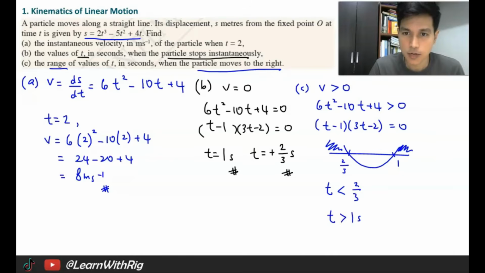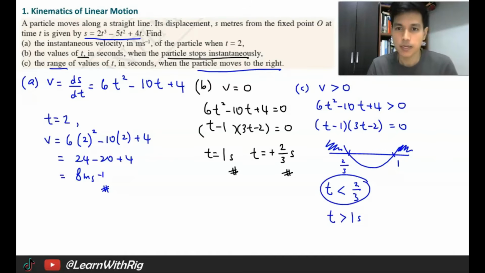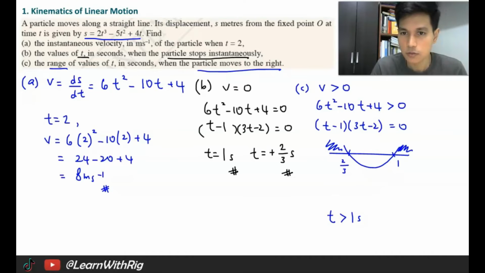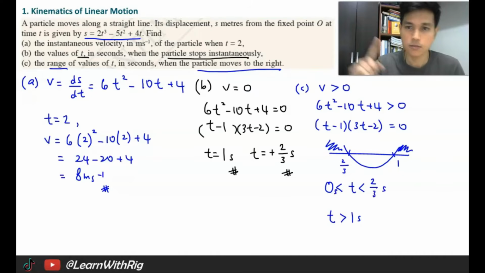Now I don't want you all to write like this. Please don't write t less than 2 over 3, because I told you all before, time can never be less than 0. Correct? It can never get negative time. So instead of writing this, you should write t is between 0 to 2 over 3 seconds. Okay, from 0 seconds to 2 over 3 seconds. So these are your answers.